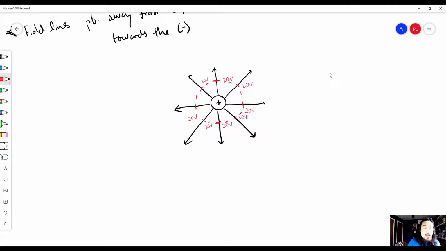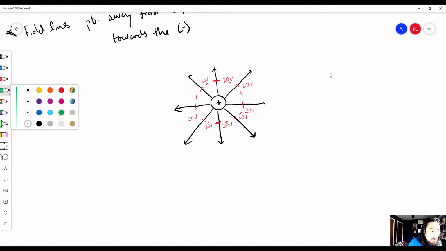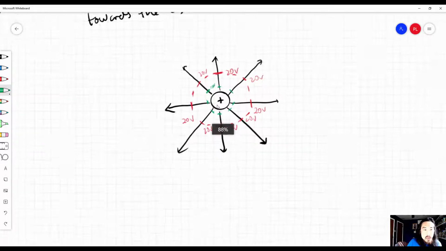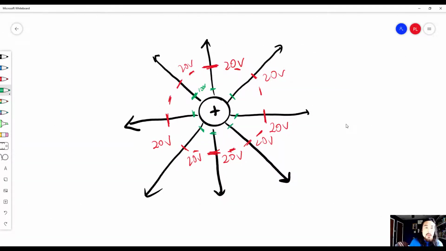And if we get closer to the charge, we'll do this in green or a different color. Once again, perpendicular, because we're closer to the positive charge. Let's call this 100 volts, and here is 100 volts, and so on all around. So all along this inner green ring will be 100 volts. And we can do this again, we can get even further away.